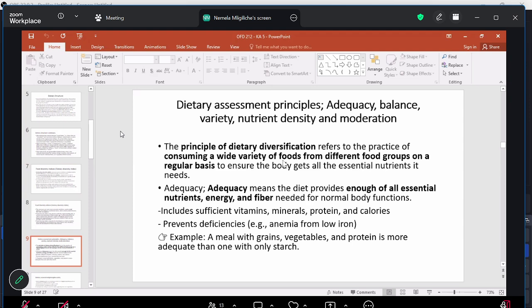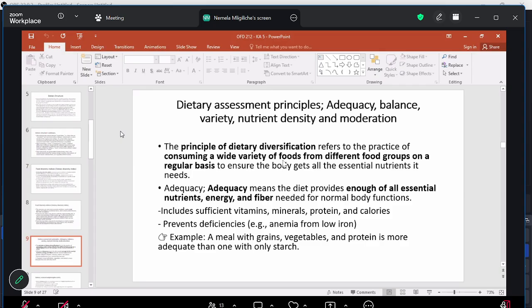So when you are able to consume a variety of food, you will not lack any nutrients, because every type of food will give you a certain amount of nutrients. You'll get maybe this type of nutrient from this food, another type of nutrient from another food. So at the end, you will not have a deficiency of any nutrient.